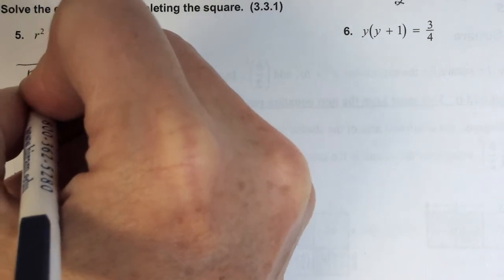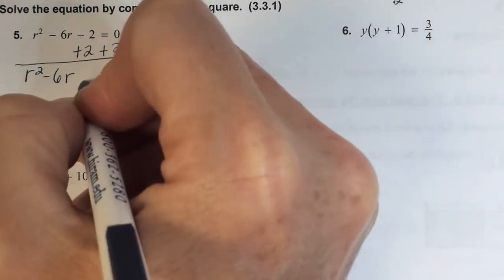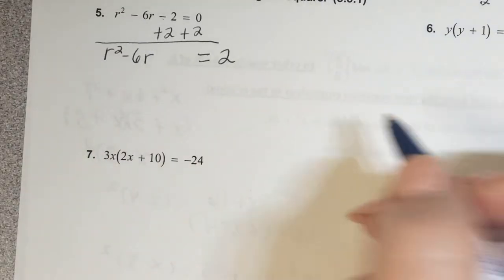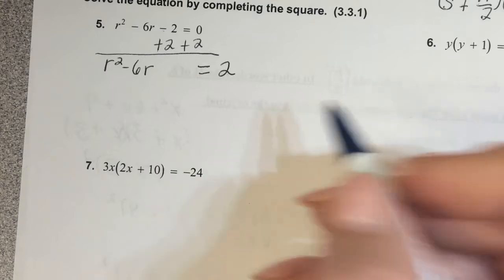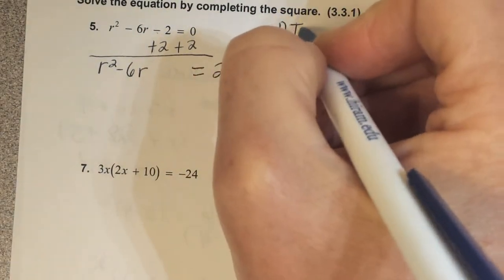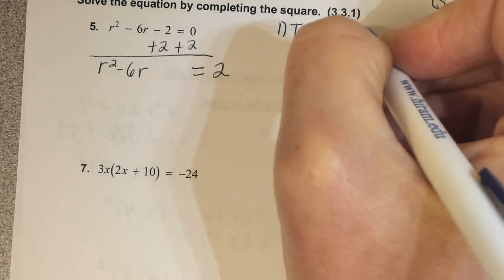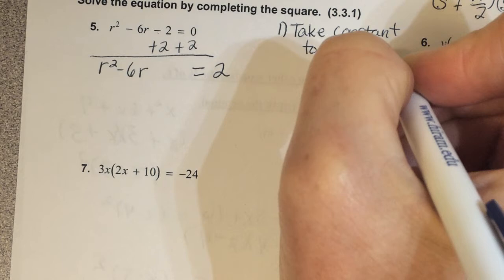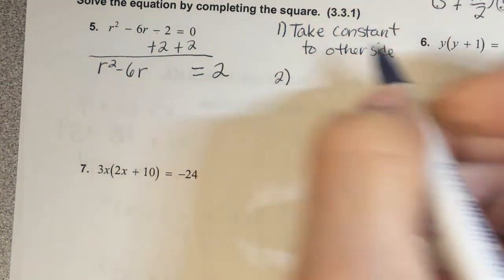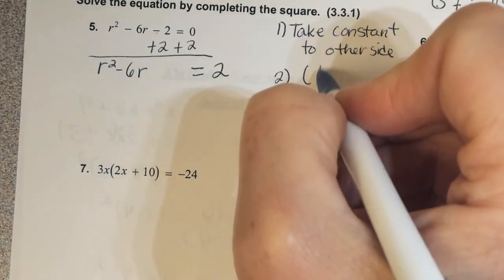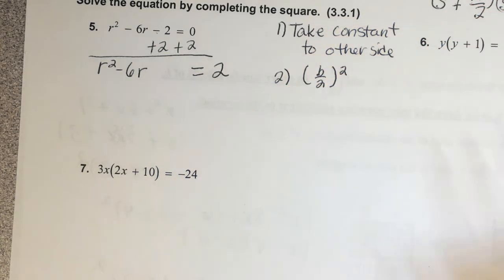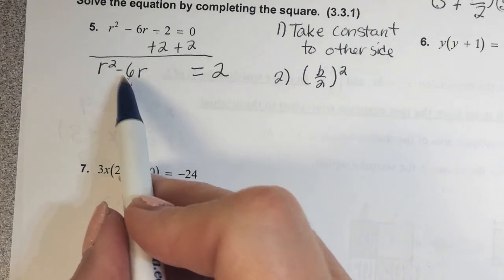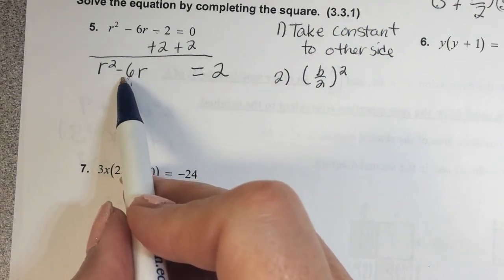So now I've got r squared minus 6r. I'm going to leave a space here, equals 2. So the first thing we always do is we take the constant to the other side. Now we're going to have to do b over 2 squared. This is b. B is this coefficient. If I take half of that, what do we get?